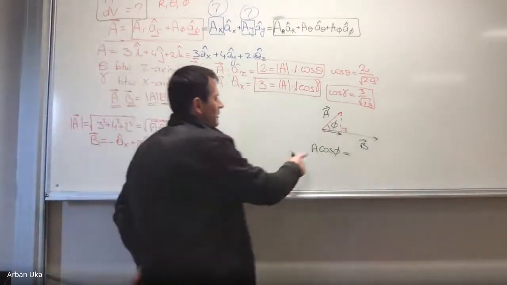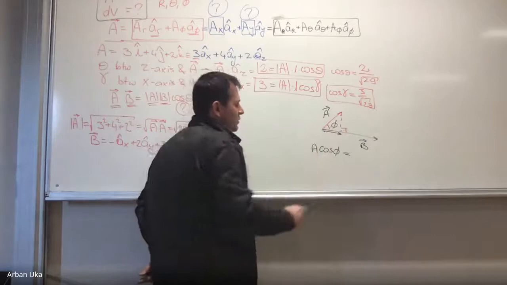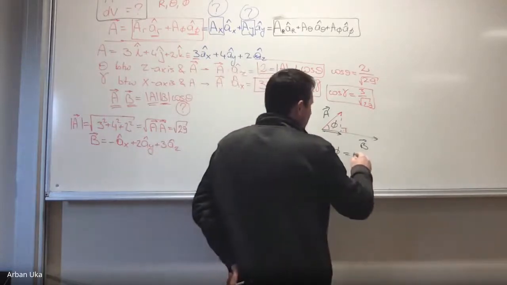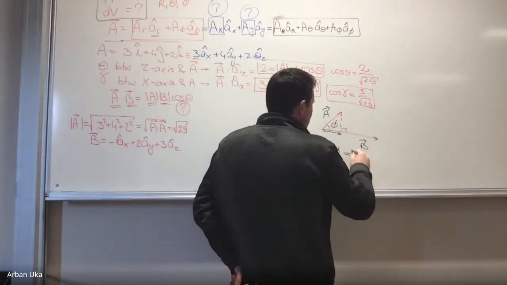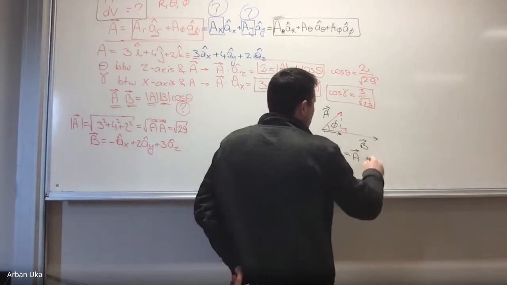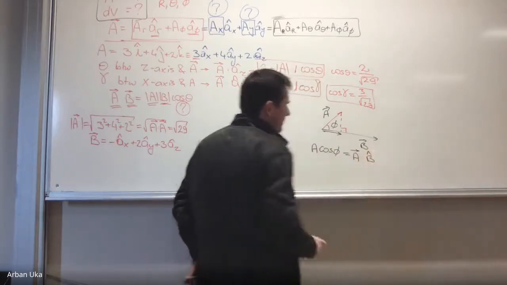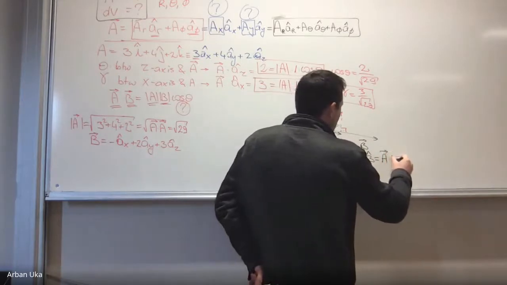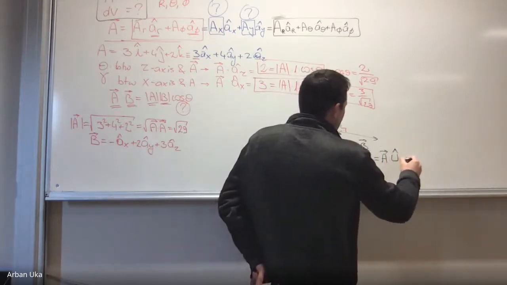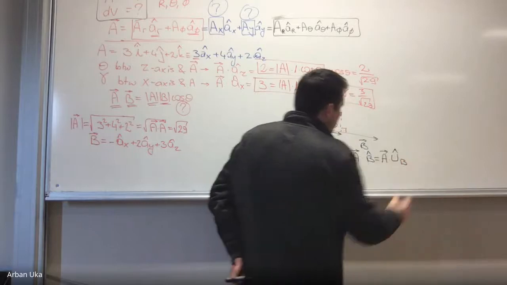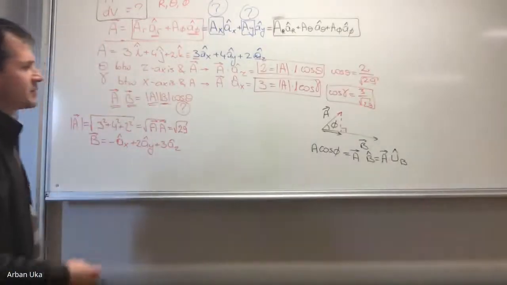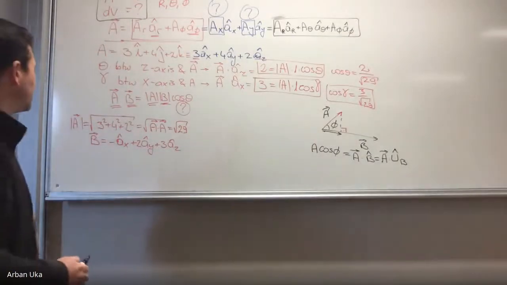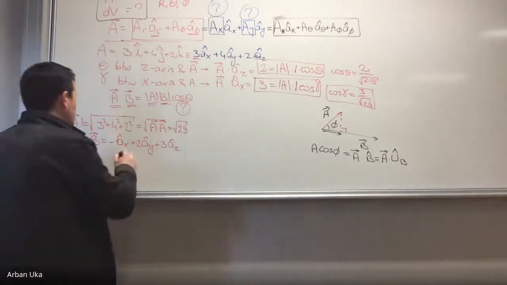So here we have A cosine phi. In this case, how would this be written in a formal way? This would be the dot product between A and a unit vector along B. Now, this is not the best way possible, but this might be better. So A dot product with a unit vector along B. This is how we can find the projection of A along B.